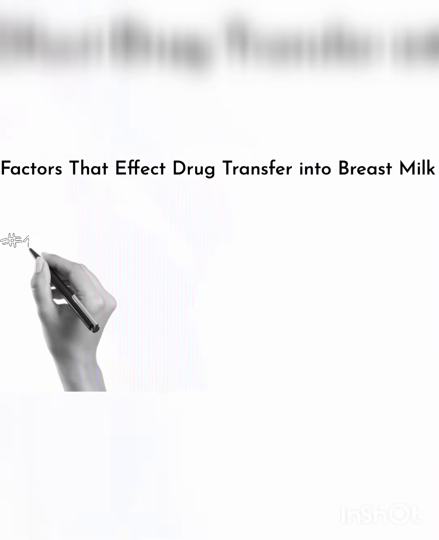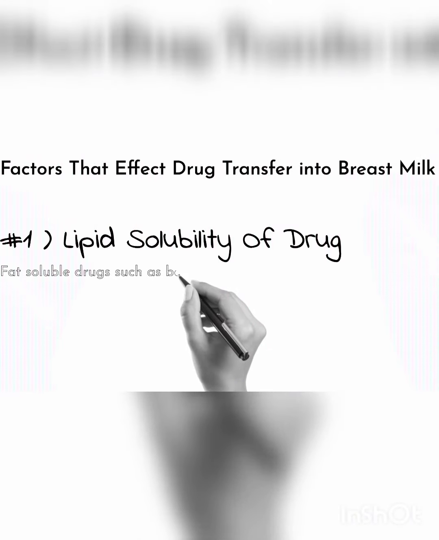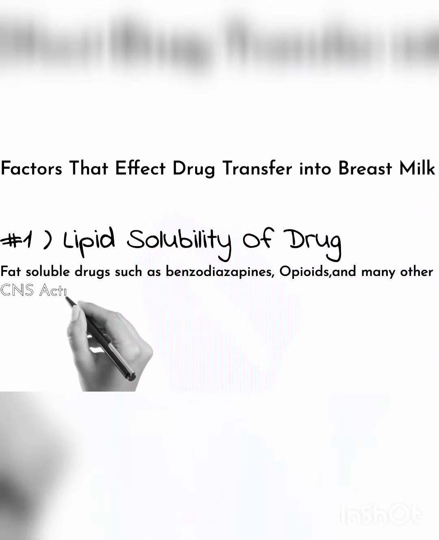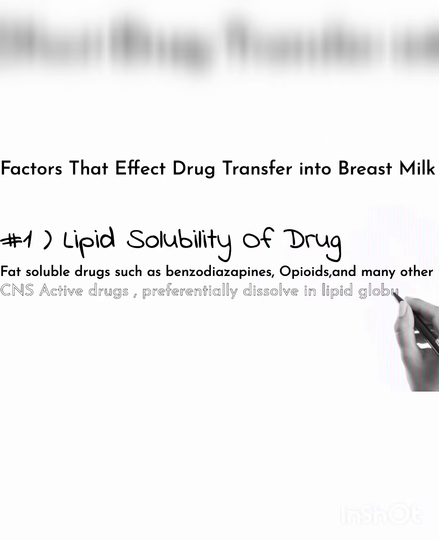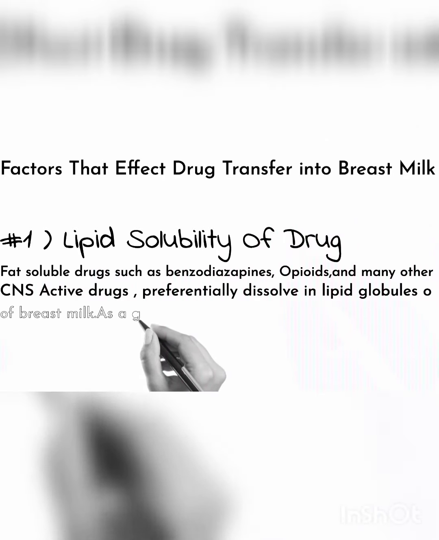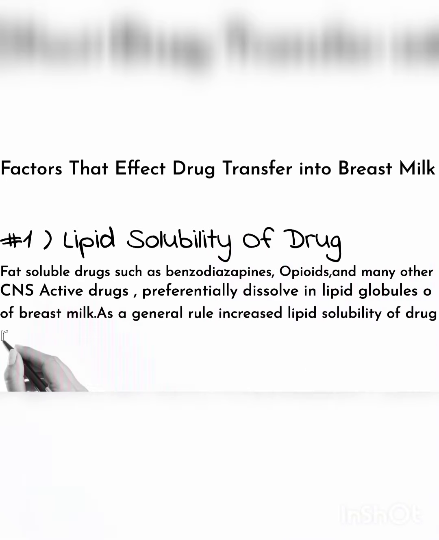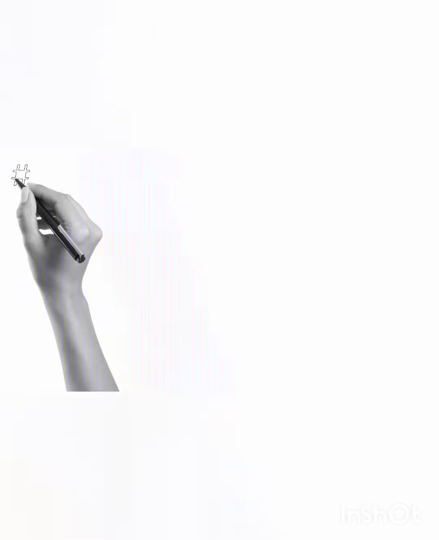Now, factors that affect drug transfer into breast milk include lipid solubility of the drug. The more a drug is lipid soluble, the more it is secreted in breast milk. Fat-soluble drugs such as benzodiazepines, opioids, and many other CNS-active drugs that can pass the blood-brain barrier are lipid-soluble, and they also dissolve in lipid globules of breast milk. As a general rule, increased lipid solubility of a drug increases its penetration into breast milk, and hence its effect on the baby is seen.